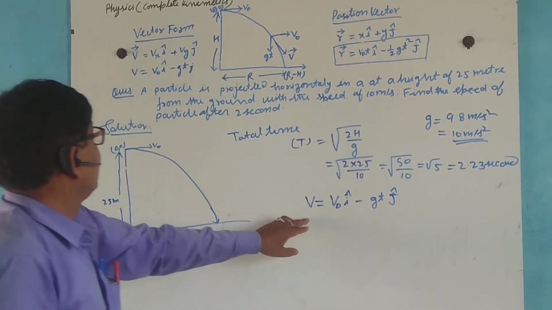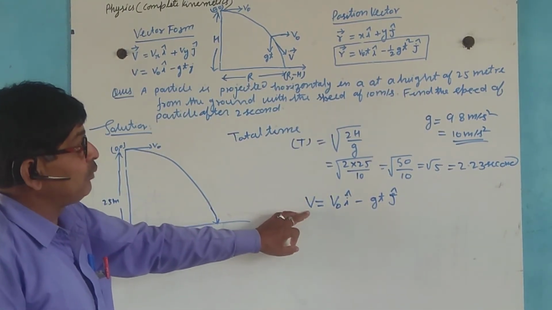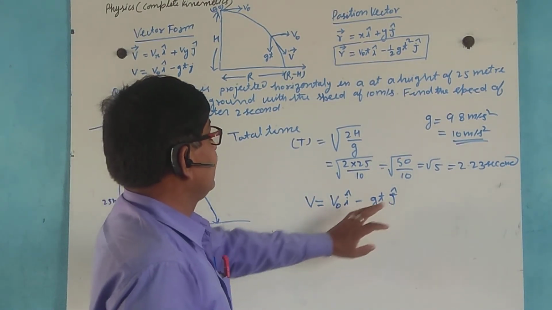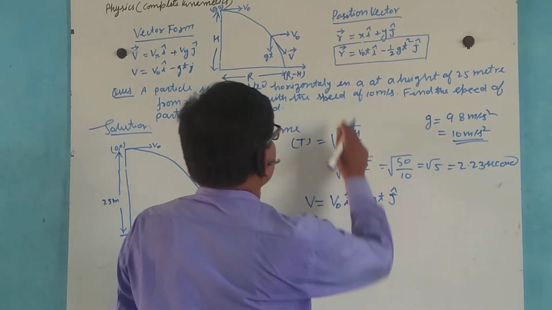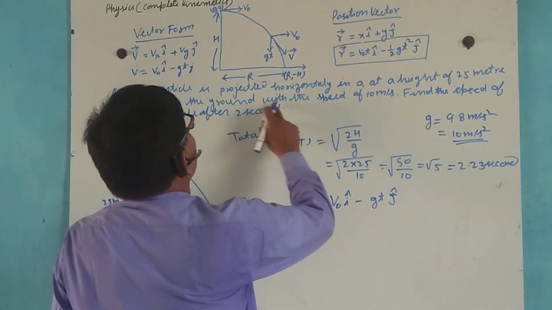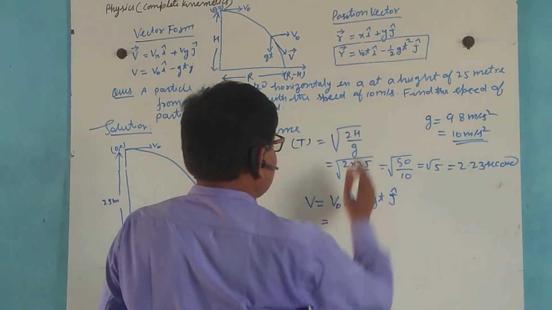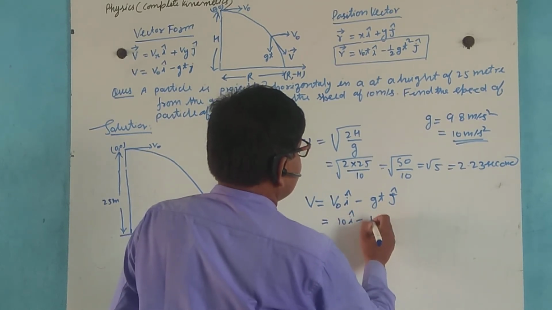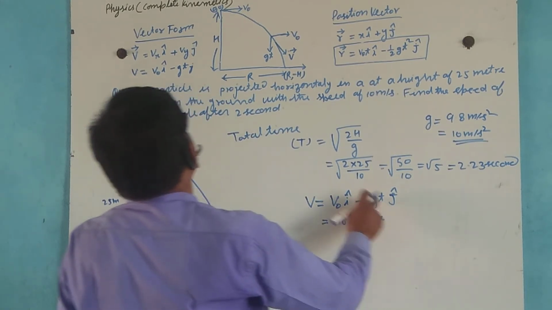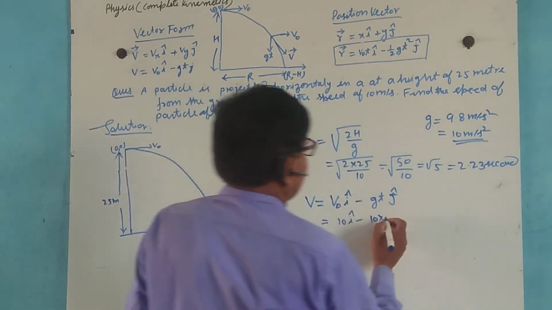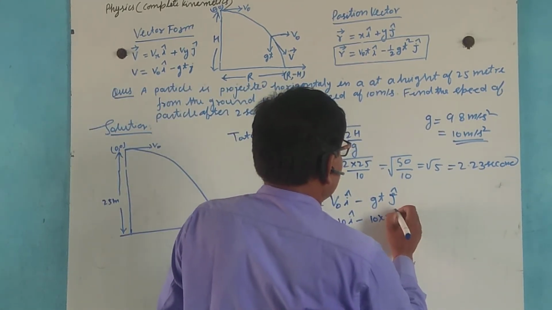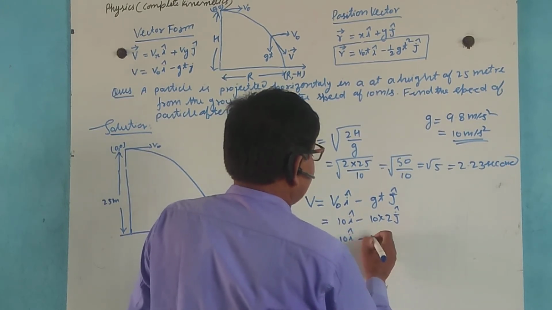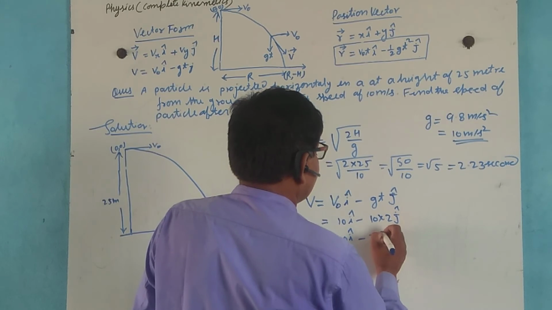Now in the vector part, v is equal to v0 i cap minus gt j cap. Here v0 is 10 meter per second, so 10 i cap minus g, which is 10, times t, which is 2 seconds, j cap. Now this can be written as 10 i cap minus 20 j cap.